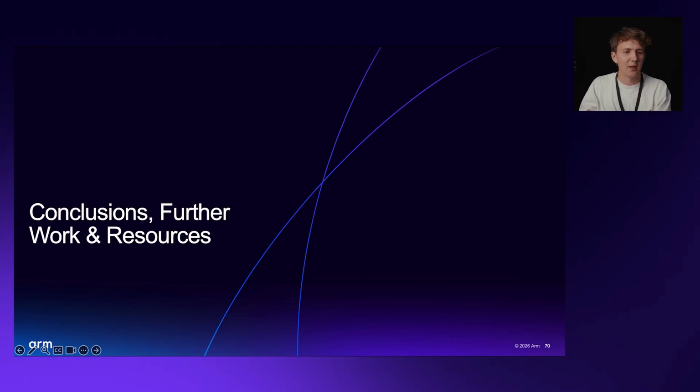So we're getting towards the back end now of this presentation, and so to finish I'll put together what we've learned, where the remaining work is, and the resources available if you want to explore NFRU yourself.